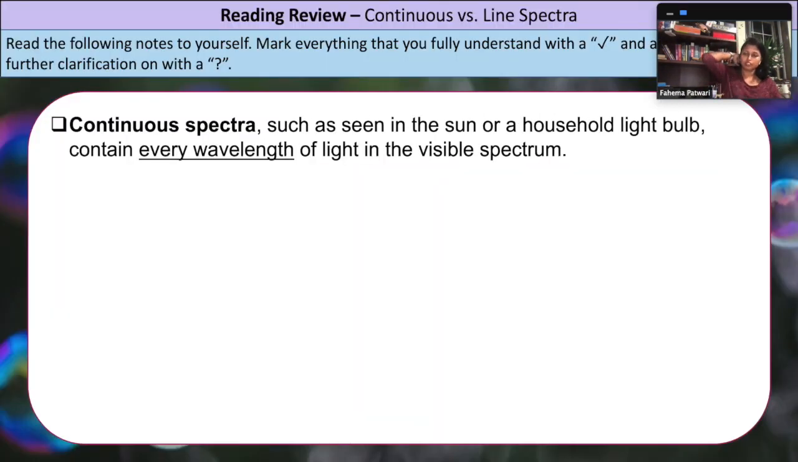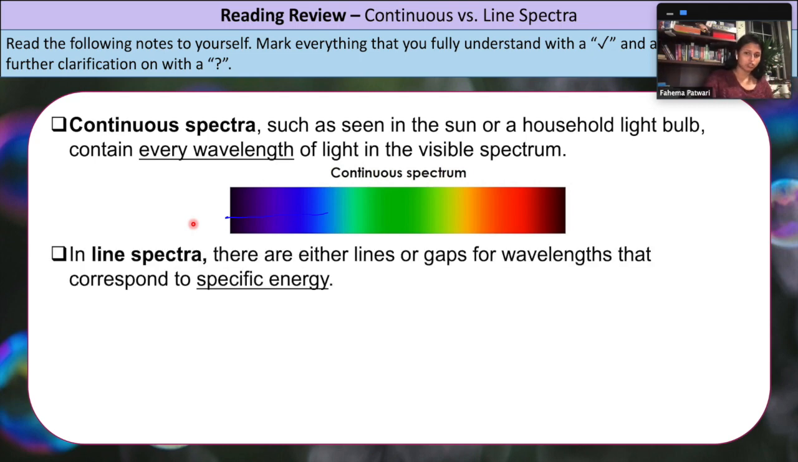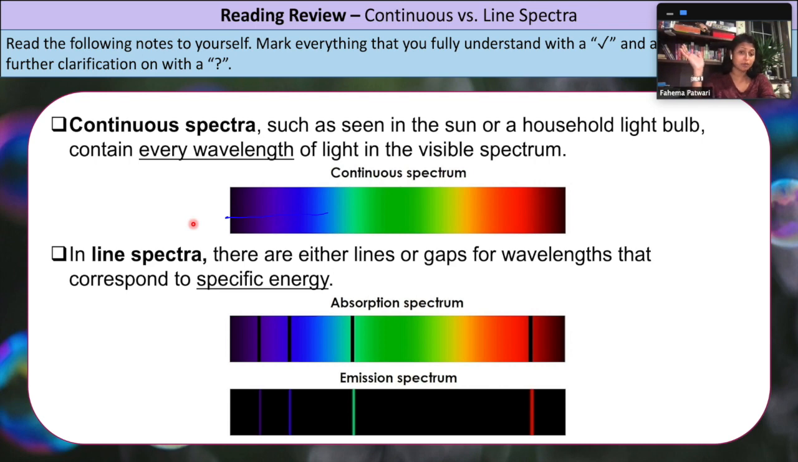So here's some terminology you need to know. A continuous spectrum, right? Which is something you would see from the sun or a household light bulb. It contains every wavelength of light in the visible spectrum, right? We see there's no gaps at all. It's continuous, as opposed to line spectra, where it's not continuous. There's either lines or gaps that correspond to wavelengths of specific energy.